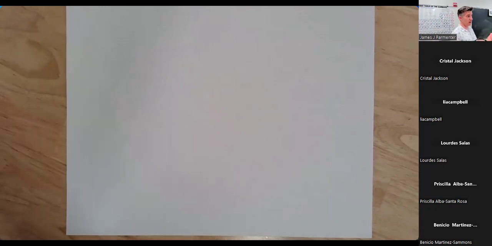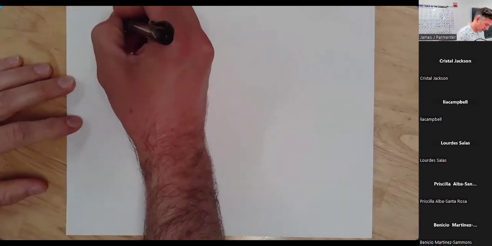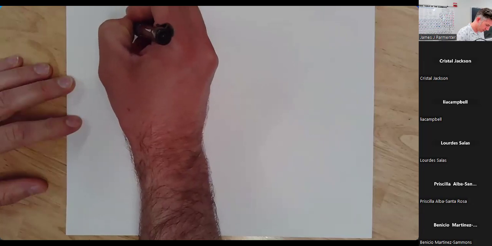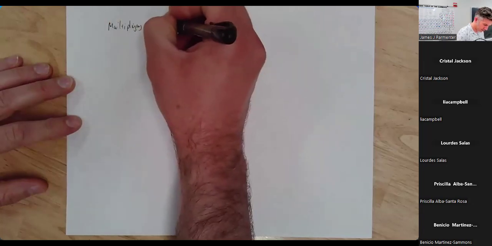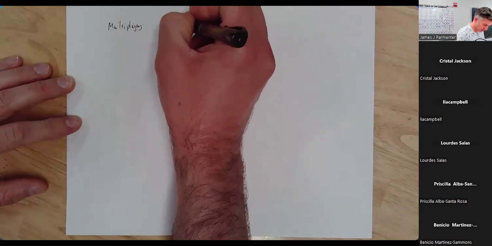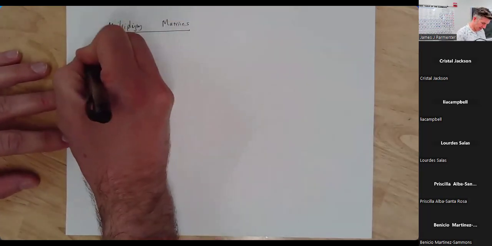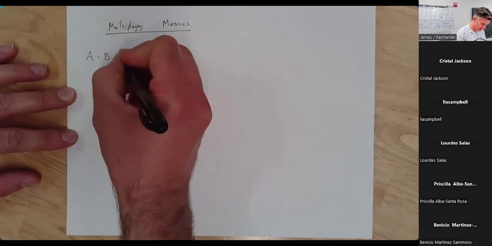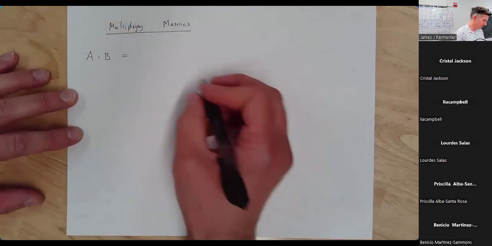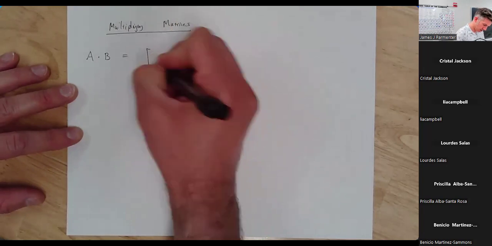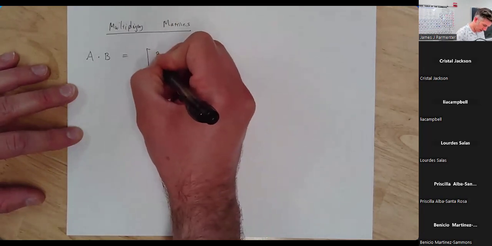It's, again, relatively straightforward. Let's talk about multiplying matrices together. So, multiplying matrices. And we'll still use the same matrices we just had. So let's look at A times B. That's going to be the matrix A, which was 2, 1, -3, 5.